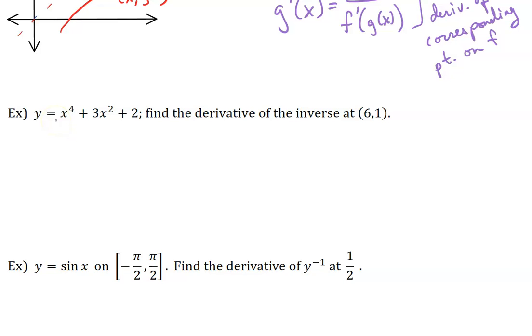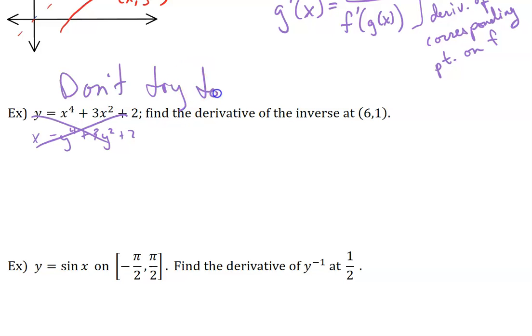So I can't write this as x equals y to the fourth plus 3y squared plus 2, and then try and solve for y. I cannot do that. So don't try to write the inverse function, okay? Don't even try to write that algebraically. I don't want you to say, oh, well, we'll just write the other function and then take the derivative. The whole point of this is that we can't always write the inverse function, okay?